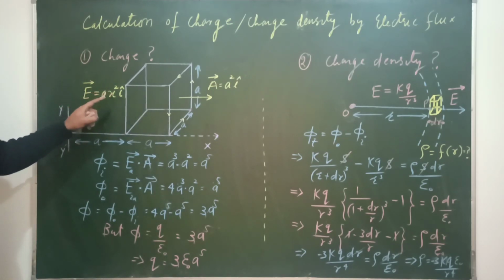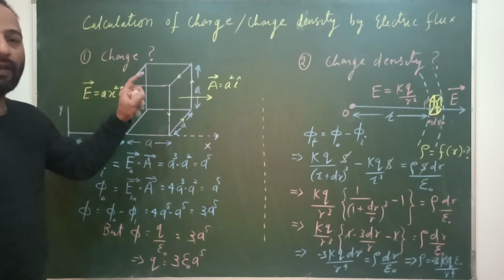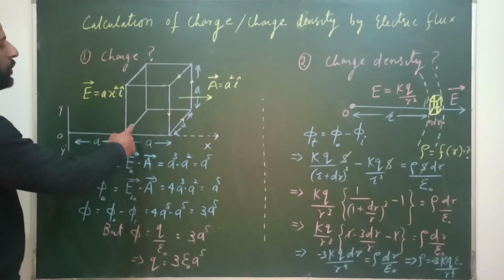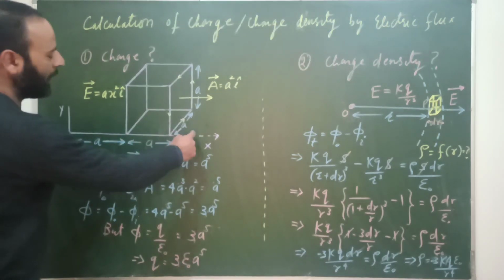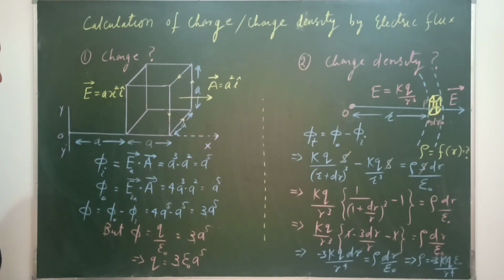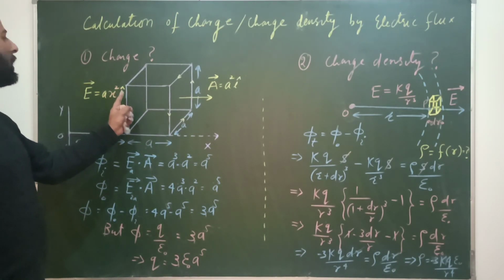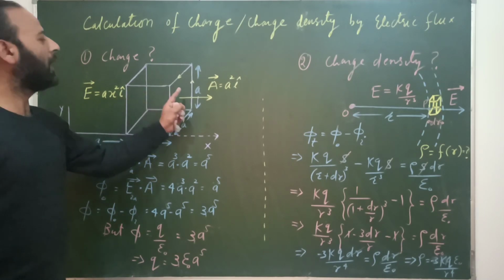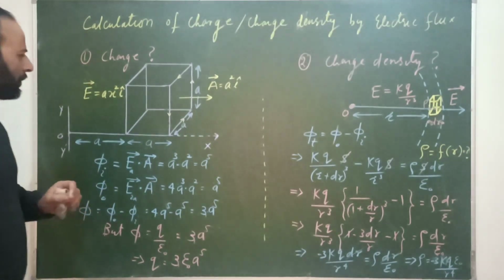electric field is variable here, that is E equals A x squared in the i direction, so it is dependent on the x coordinate. The cube has one edge on the x-axis, and the corner of the cube is at a distance of A from the origin. So the electric field at this point and at this point will be different.